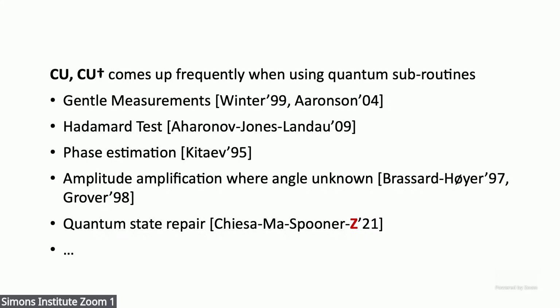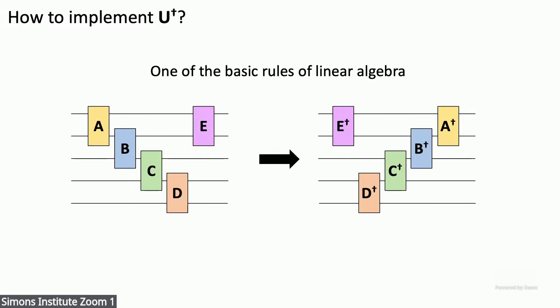Gentle measurement requires inverses. All these ones I've listed here require controlling, so doing the Hadamard test, which allows you to estimate the eigenvalues of a unitary, phase estimation, when you're doing amplitude amplification, if the angle is unknown, you end up doing some controlling stuff. In a more recent example, we have this quantum state repair technique that also requires controlling. Okay, so just from the perspective of trying to capture algorithmic techniques, it seems like it's important to handle controlling and also inverses.